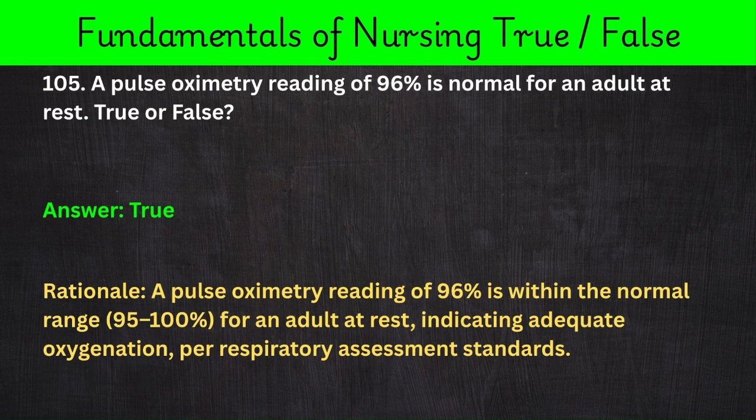105. A pulse oximetry reading of 96% is normal for an adult at rest. True or false? Answer: true. Rationale: A pulse oximetry reading of 96% is within the normal range, 95 to 100%, for an adult at rest, indicating adequate oxygenation, per respiratory assessment standards.